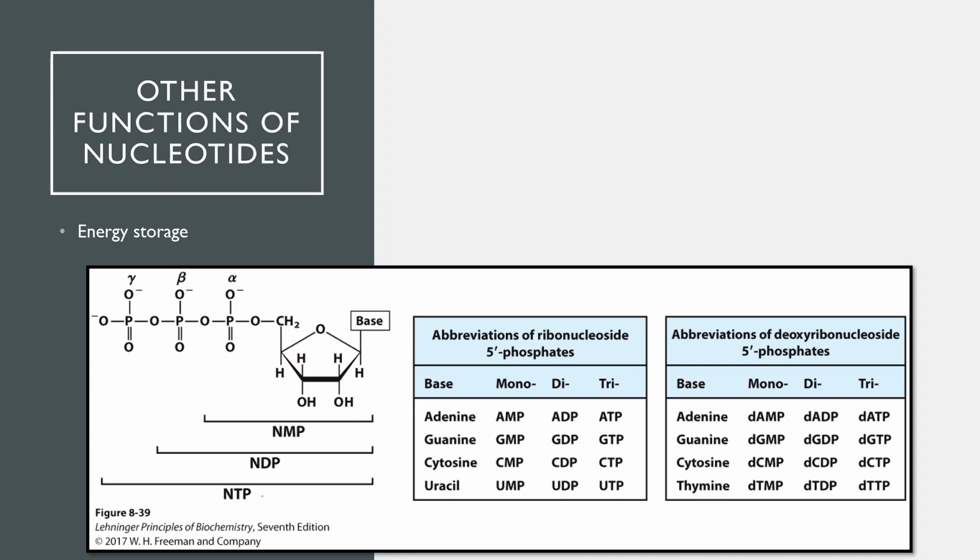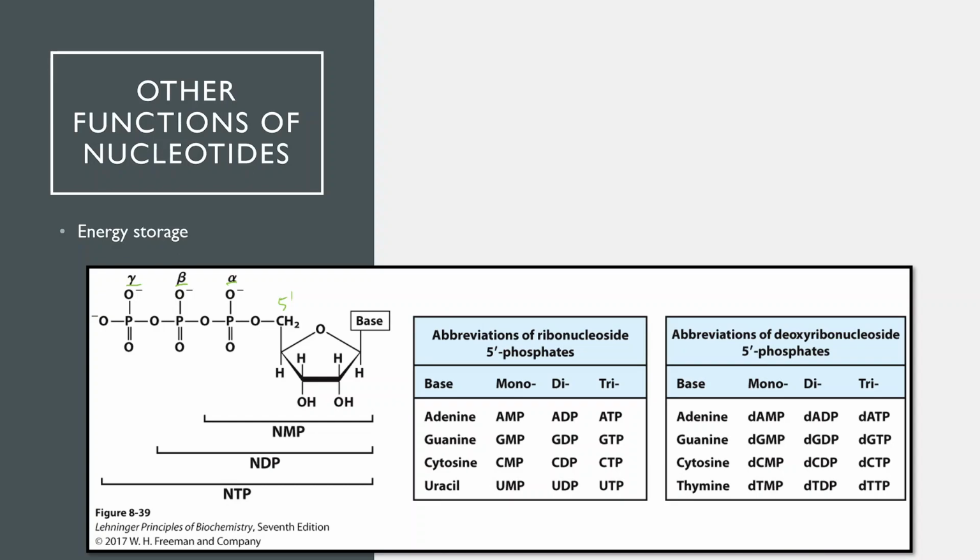So an NTP means nucleotide triphosphate, NDP is nucleotide diphosphate, NMP would be nucleotide monophosphate. So the phosphate that's directly attached to the 5' carbon we call the alpha phosphate, and then the next one is the beta, and then the gamma. And so all the nucleotides have monophosphate, diphosphate, and triphosphate forms.